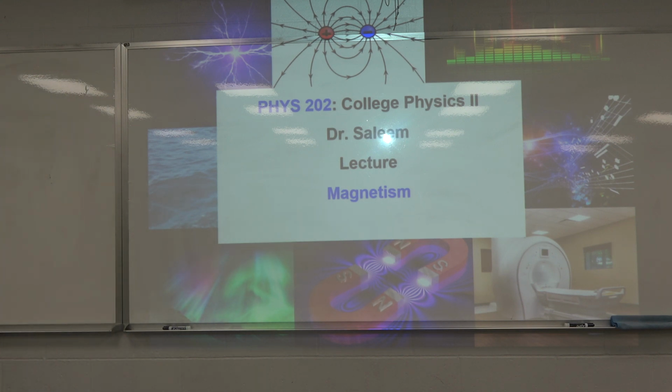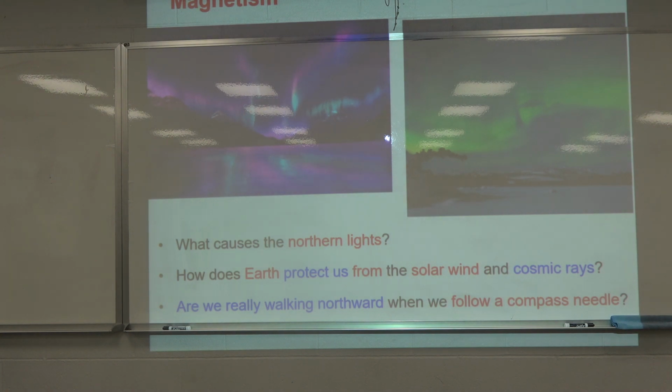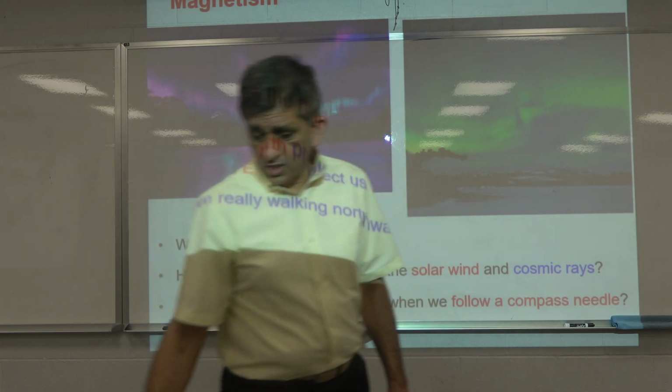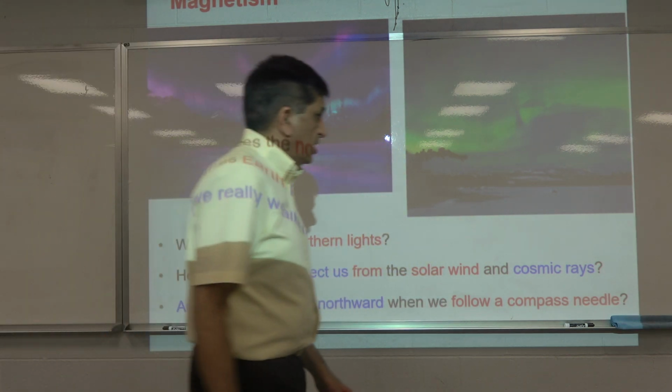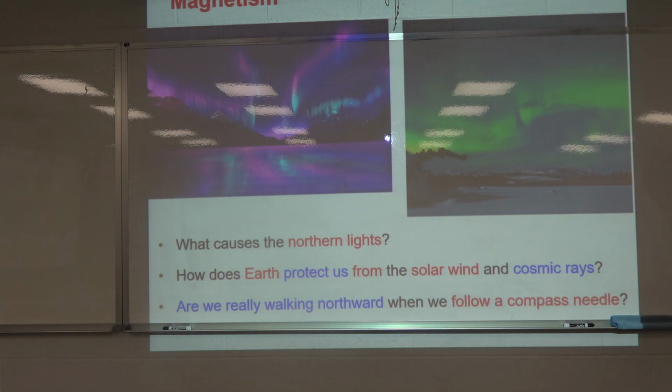Now magnetism plays a very important role in our everyday life, and if you look at these beautiful color pictures, these color pictures tell us how beautiful the phenomena we can see in nature. These beautiful colorful phenomena are all the combination of electricity and magnetism, and we call them the northern lights. We'll talk about that when we go further.